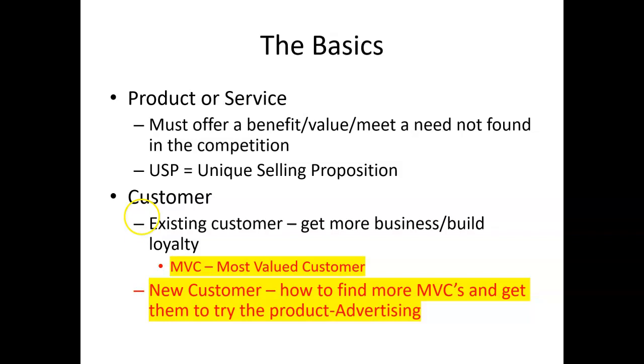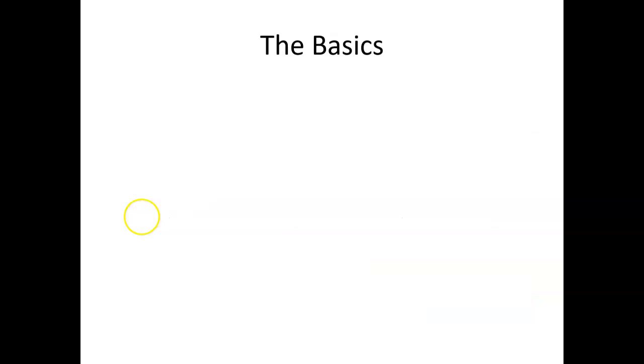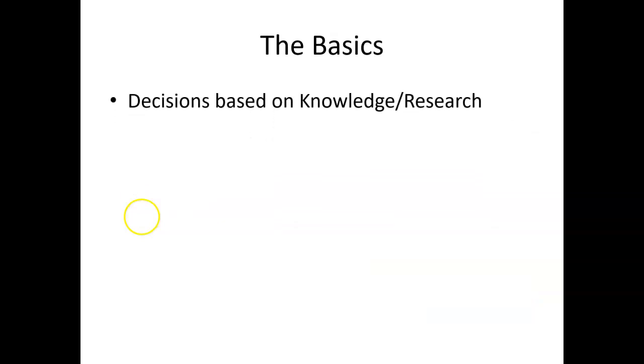All right, so USP, new customers and existing customers, different ways of marketing to each. Another key thing, business decisions should be based on knowledge and research. You want to base your decisions on data, on facts. You want to analyze your business, analyze your competitor's business, see who's going up, who's going down, and try to figure out why.